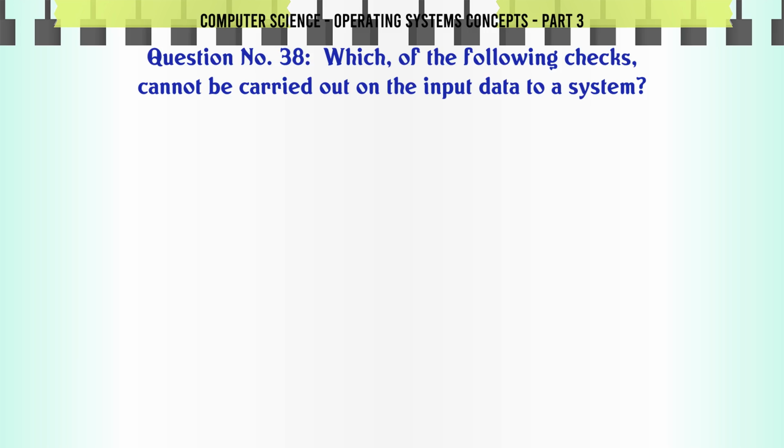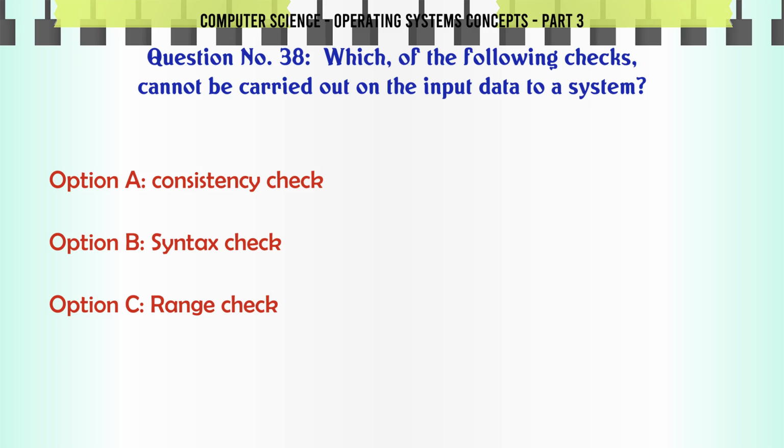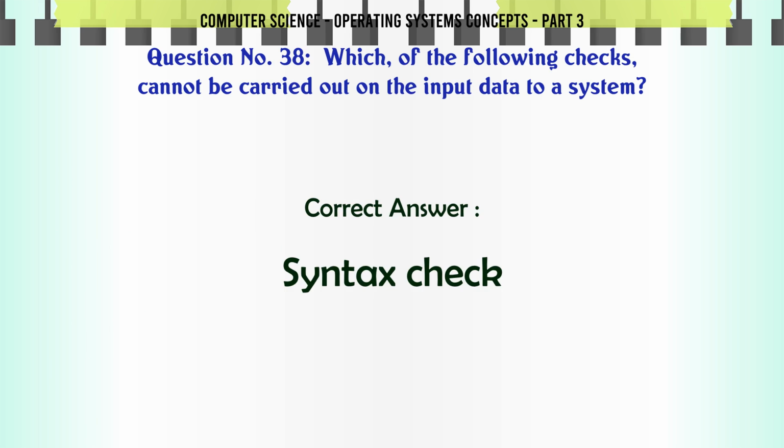Which of the following checks cannot be carried out on the input data to a system? A. Consistency check, B. Syntax check, C. Range check, D. All of the above. The correct answer is syntax check.